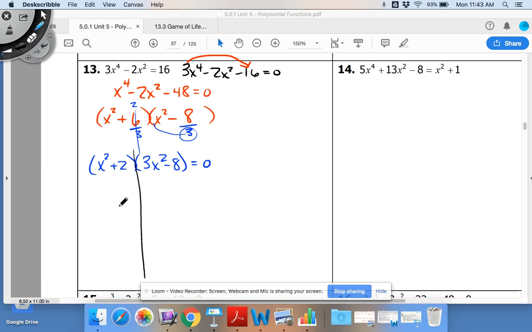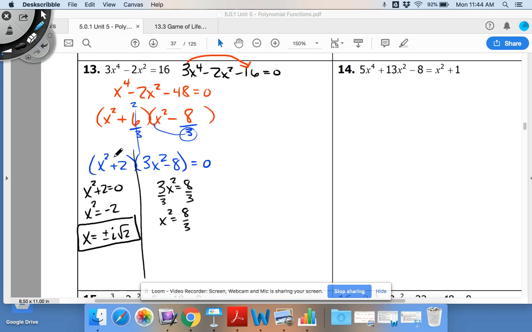Now I'm going to split and solve. So x squared plus 2 equals 0. I would subtract 2, so I would get x squared equals negative 2. When I square root, I would get x equals plus or minus i square root of 2. So that is part of my answer. The other one, when I set it equal to 0, I would add 8, so I would get 3x squared equals 8, divide by 3, so I would get x squared equals 8 over 3. Then I have to square root both.